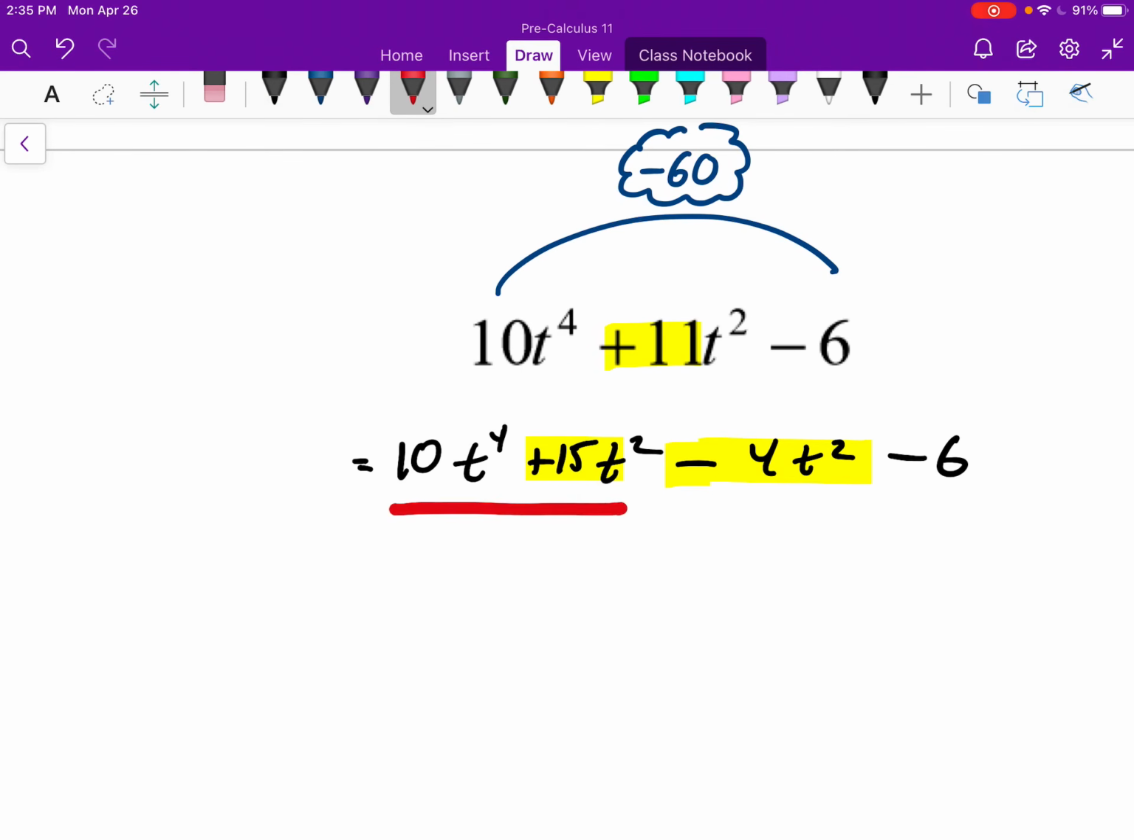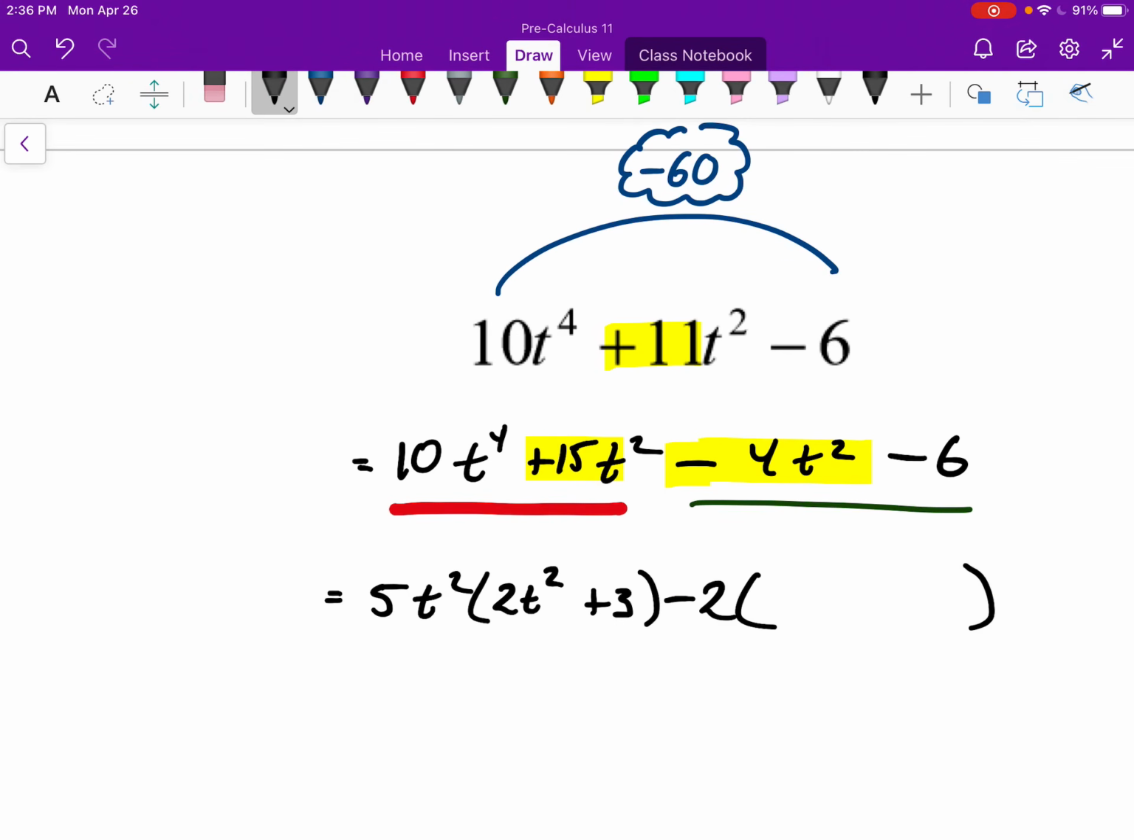That's it. Look at this pair. What's the greatest common factor of these two? That greatest common factor of these two is 5t squared. Take out a common factor of 5t squared, and you have 2t squared plus 3. Look at this. What's the greatest common factor here? Well, 2 or negative 2. And if I take out a negative 2, I can get that same factor of 2t squared plus 3 inside the brackets. If I divide all those by negative 2, I get again 2t squared plus 3.